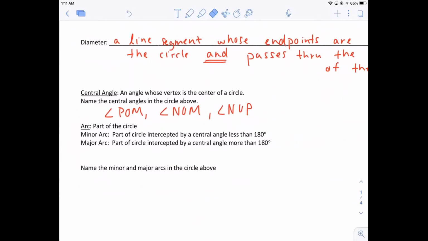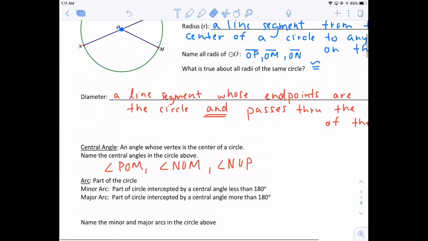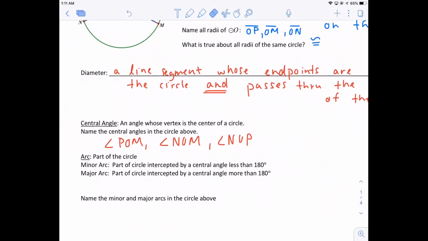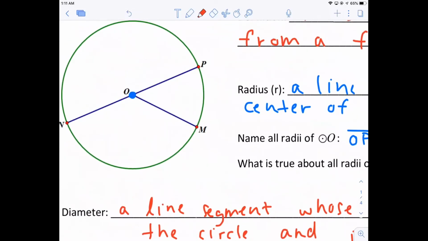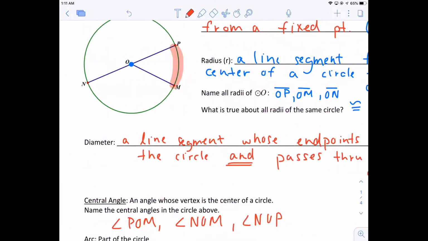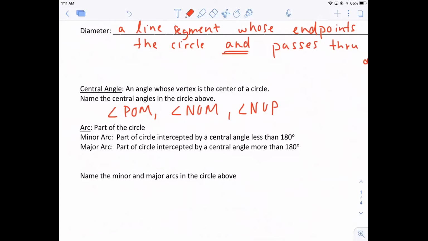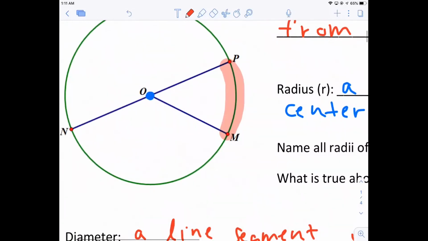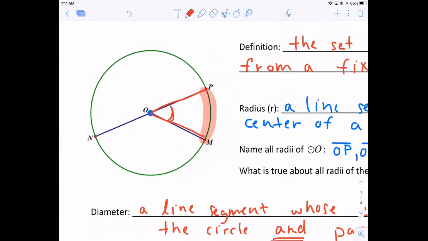All right, so arc. An arc is a part of the circle. A minor arc is the part of a circle intercepted by a central angle less than 180 degrees, and a major arc is a part of a circle intercepted by a central angle more than 180 degrees. So for example, PM here, that is an arc. So is PM a minor arc or a major arc? Well, that is a minor arc because it's intercepted by this angle here, which is less than 180 degrees.